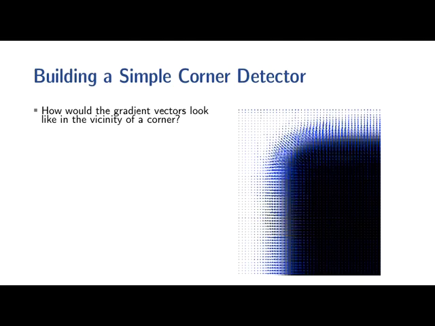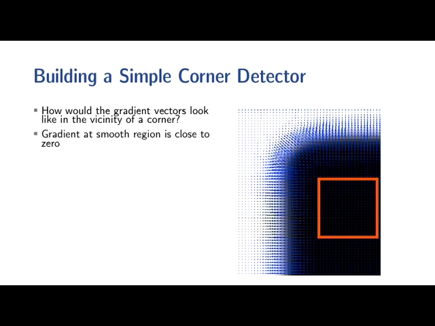Now I'm going to motivate a simple corner detector, which is a nice small quick corner detector that you can build. My question in motivating this is: how would gradient vectors look in the vicinity of a corner? We looked at that last time. Here I have a synthetic image changing smoothly from black to white, and I want to know what is the characteristic of the corner here. If I'm on a flat patch, then the gradient vectors within this patch are not going to vary much. In fact, they're going to be close to zero. So gradient in a smooth region is close to zero.